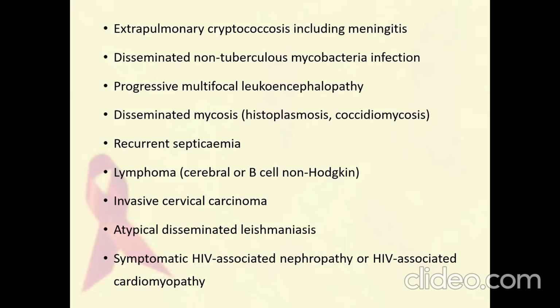So stage 4 also includes extrapulmonary cryptococcus including meningitis, disseminated non-tuberculous mycobacterium infection, progressive multifocal leukoencephalopathy, disseminated mycosis, recurrent septicemia, lymphoma, invasive cervical carcinoma, or typical disseminated leishmaniasis, symptomatic HIV associated nephropathy, or HIV associated cardiomyopathy.